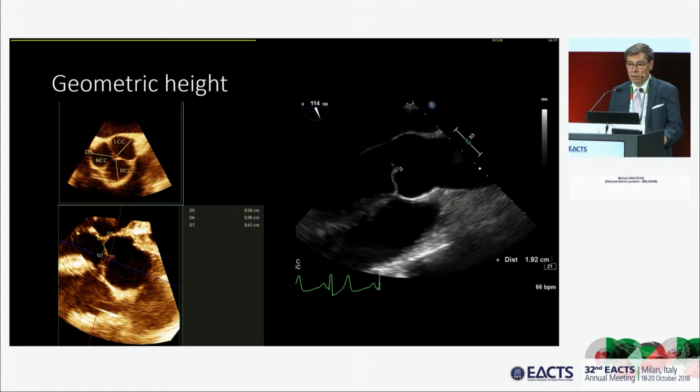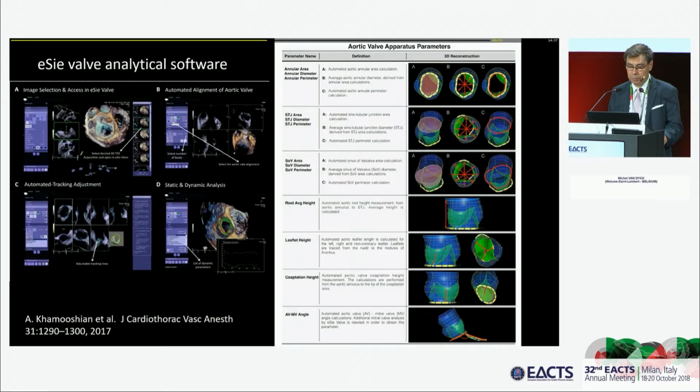Other measurements are now possible. This geometric height can be measured because we now have the possibility to do curvilinear measurements, which was not possible earlier, when we had to add all these small measurements. Now we are able to measure just a curve length of one cusp. And software is now appearing. I'm sorry, I don't have this one in our hospital, but it's coming on the market, and it automatically performs all these measurements, and maybe this could be very useful.